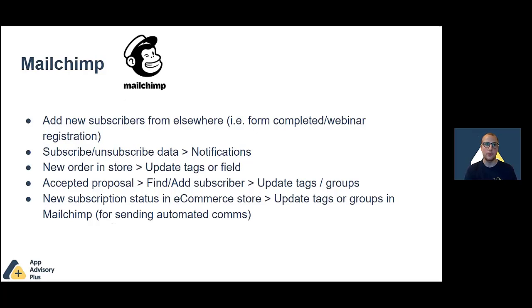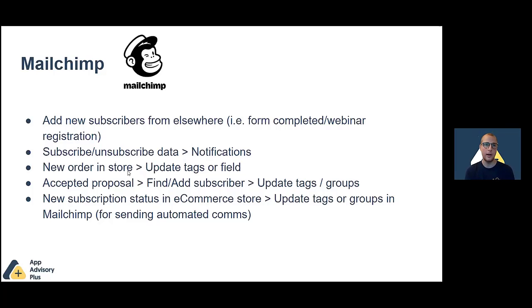MailChimp I put in because it's a regularly used system. You can do a lot with the MailChimp Zapier integration, and these are really important to keep your database up to date. So, for instance, you could add new subscribers. Someone's completed a form on your website, and you might want to add them into an audience, which is your leads that are active at the moment. And then you can send them automated email campaigns. Subscribe or unsubscribe data, again, notifications around that. We use that for App Advisory Plus. If people sign up to our newsletter, we send a notification to Slack. If someone unsubscribes from it, again, that goes to Slack so that we are aware of what's going on.